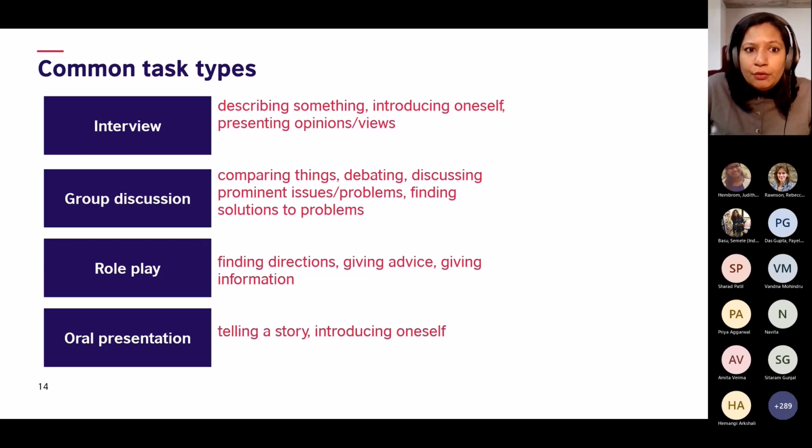So for an interview, you could have them describe something, get them to introduce themselves, get them to present opinions or views for more advanced level students. In group discussions, you can look at getting the group to compare things, arrive at an agreement, or decide on an opinion, or even simply discuss opinions about burning matters around them.